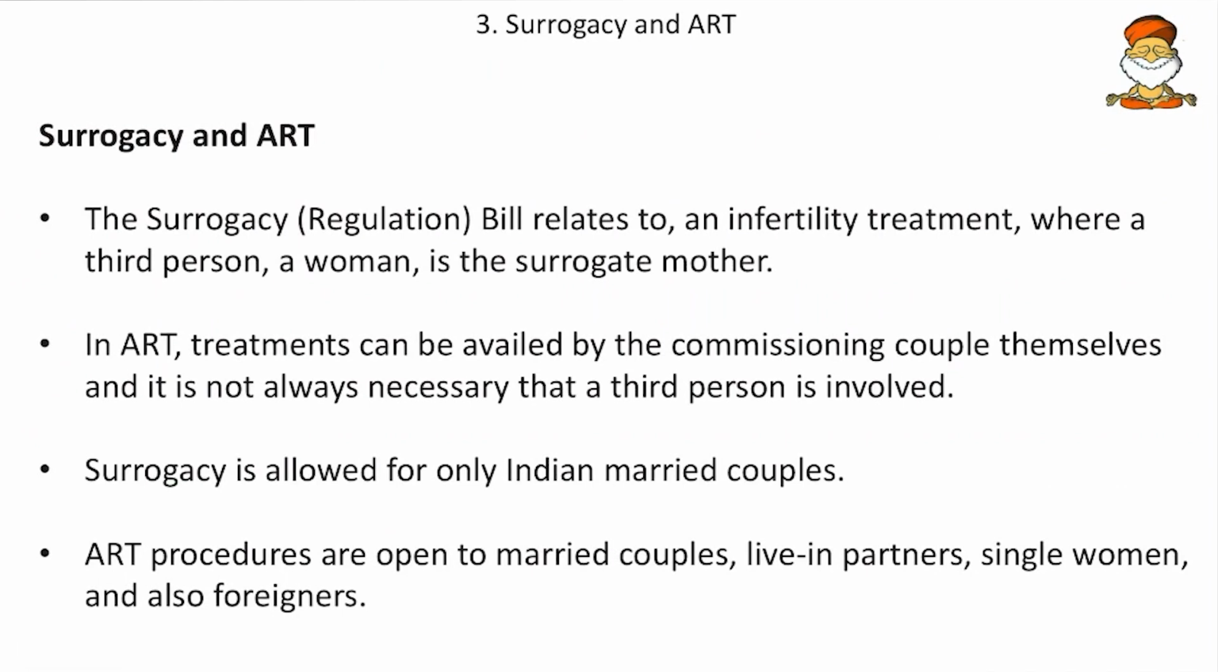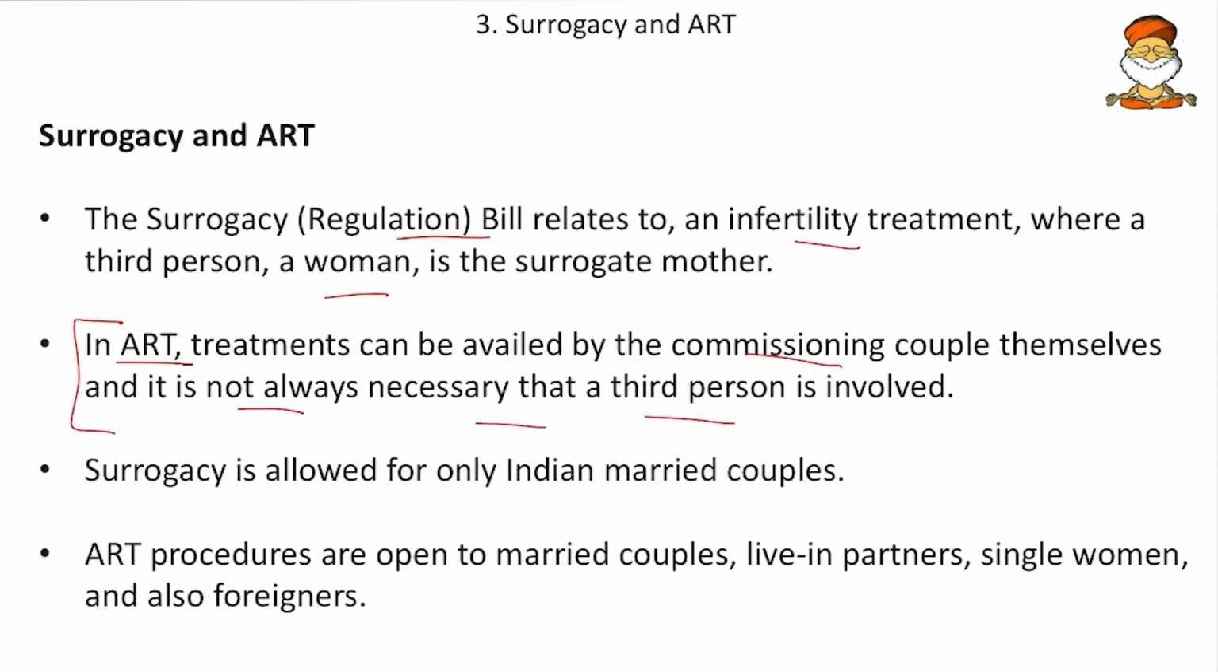And then surrogacy and the ART. So what is the actual difference? The surrogacy regulation bill relates to an infertility treatment where a third person or a woman is the surrogate mother. So surrogacy crudely is donating the womb for the baby of others. However, in ART, that is artificial reproductive treatments, treatments can be availed by the commissioning couple themselves, and it is not always necessary that a third person is involved. So ART is nothing but in vitro fertilization, the test tube babies, all those things. So here donating or selling of the womb will not come into the picture.